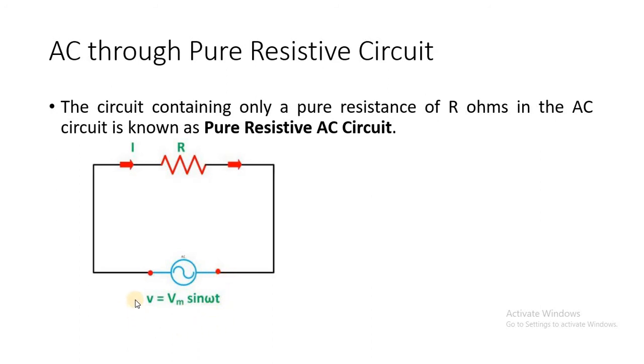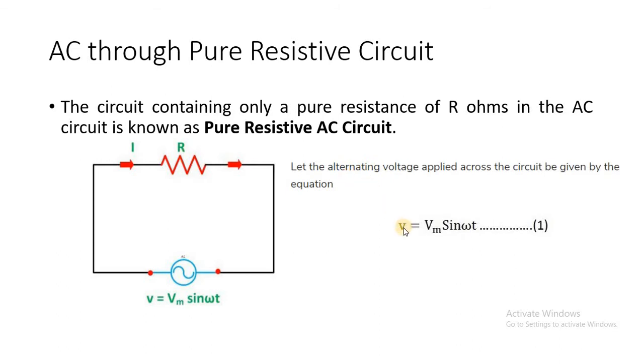This single phase AC supply voltage we are going to apply to this resistance of R ohm. So this R ohm resistance is carrying the current I. When the voltage V equal to Vm sin omega t is applied to the circuit, the current I flows through the resistor, and as per Ohm's law, the current through the resistor is equal to V by R, where V is equal to Vm sin omega t. So I is equal to Vm sin omega t divided by R.